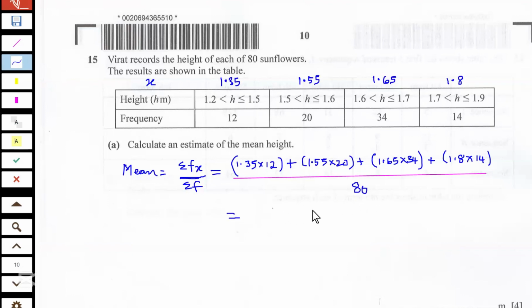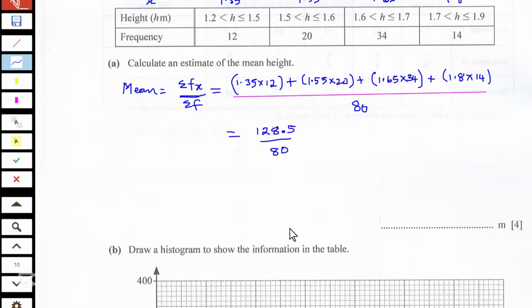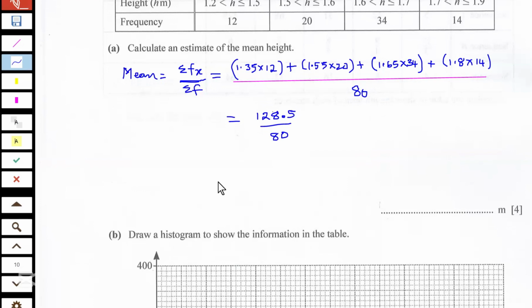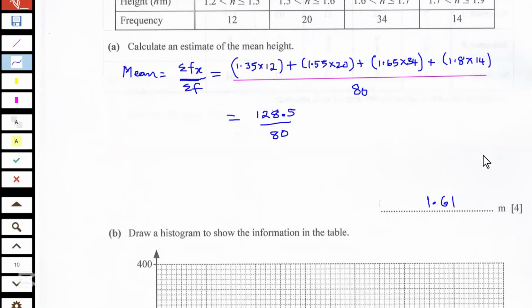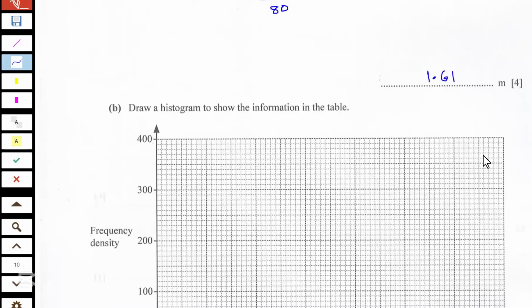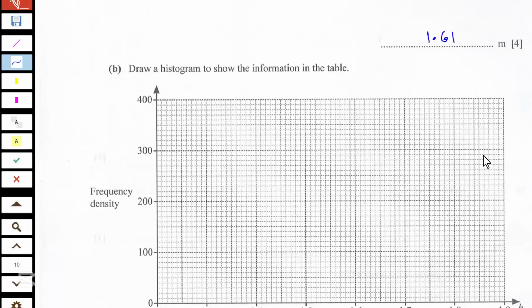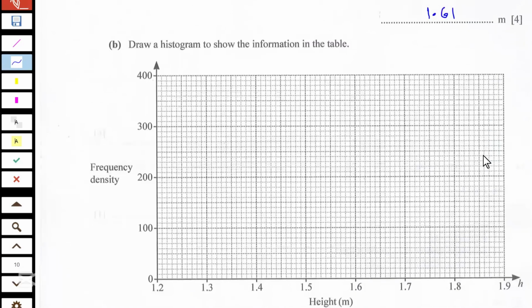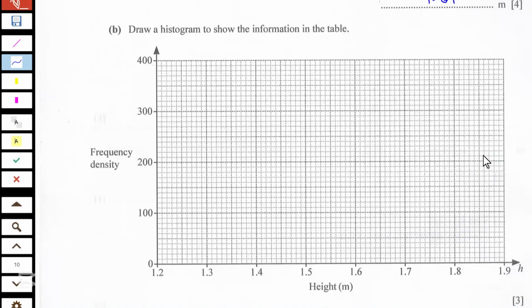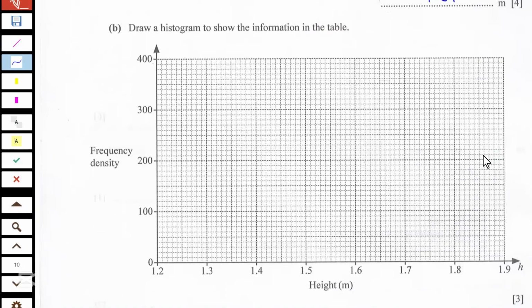So using your calculator to multiply and add, you're going to have 128.5 divided by 80. That should give us 1.61 meters. So the final answer to this is 1.61 meters. Now question B, draw a histogram to show the information in the table. You're given on the y-axis the frequency density and on the x-axis the height in meters.